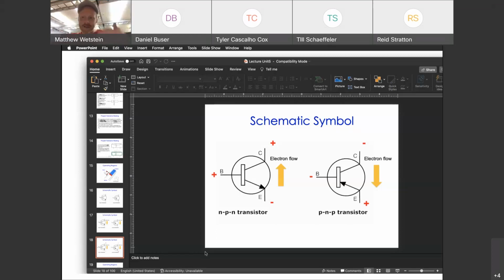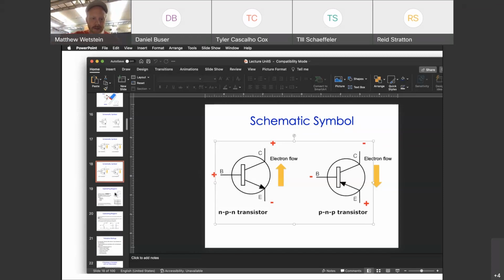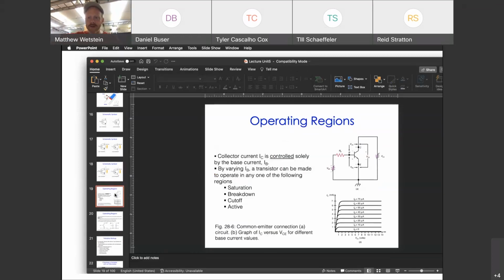So I'll talk through that in the next slide, but you just have to recognize that the relationship right at the base and right at the emitter has to have that 0.7 volt relationship. And so whatever the final steady state behavior of that transistor is, it has to be such that that relationship is maintained. Okay.